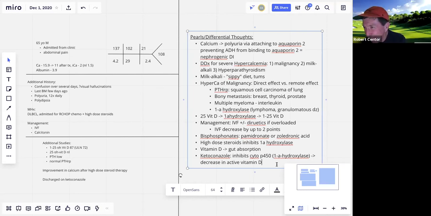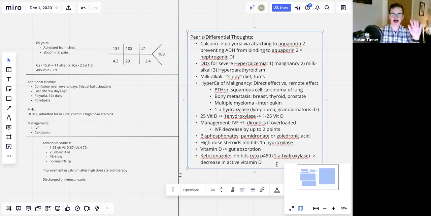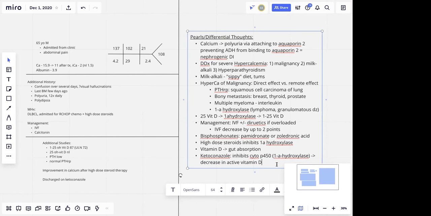Say that again, Mason, for Fernand, because poor Fernand's getting called like every 3 minutes. So the ketoconazole is a general inhibitor of cytochrome P450 enzymes. And I was saying that's how it works in fungus, and that's also how it works in inhibiting 1-alpha hydroxylase. And I did see that it's used in a few other endocrine issues and, like you said, related to decreasing Cushing's syndrome, if I'm not mistaken.